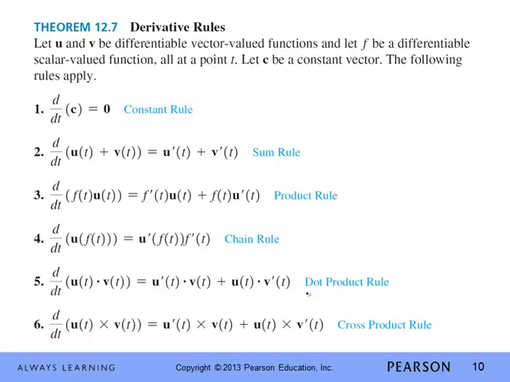And of course the chain rule still applies. So the derivative of u of f of t is going to be u prime of f of t times f prime of t. So the derivative of the outer function with respect to the inner function times the derivative of the inner function. All right, so there shouldn't be any surprises here, folks. It's just a vector version of what you learned back in Calc 1. Okay.